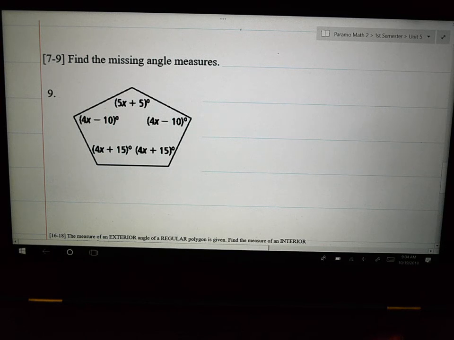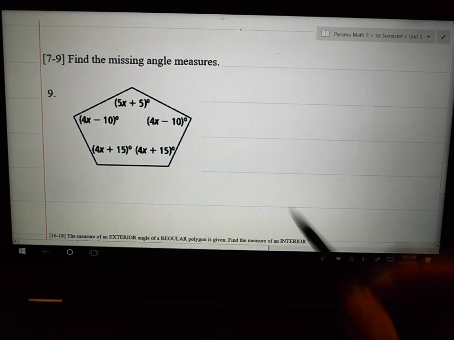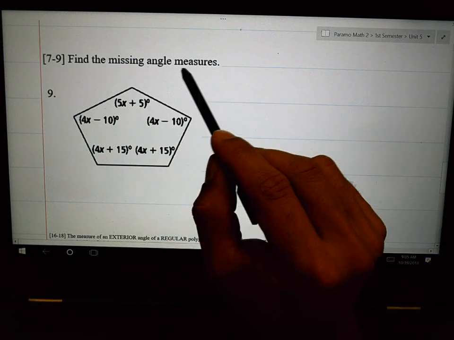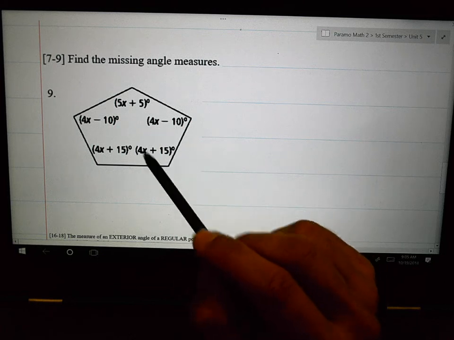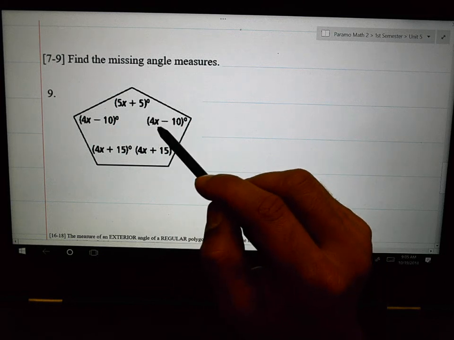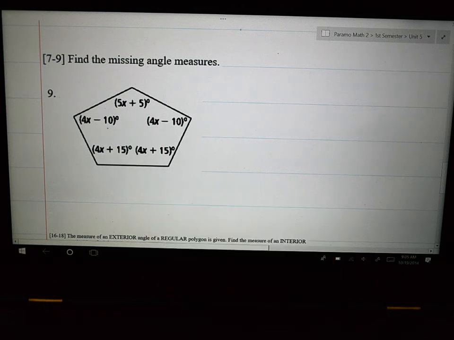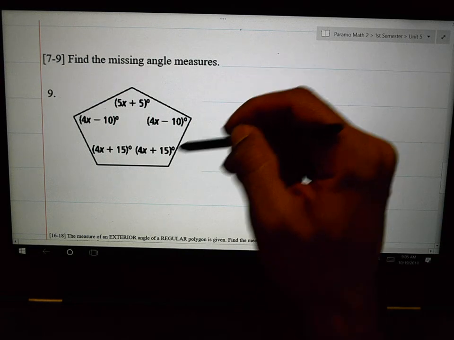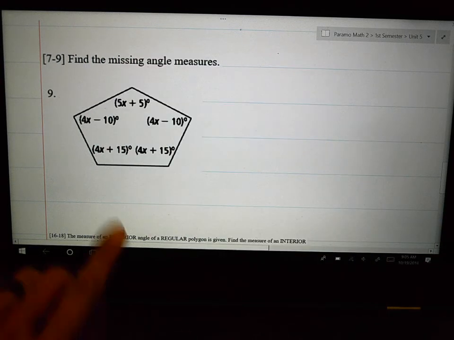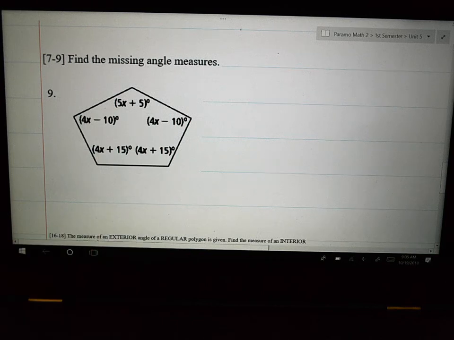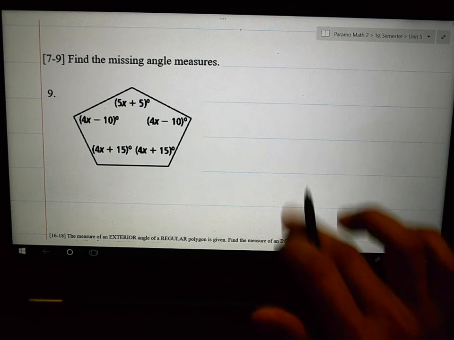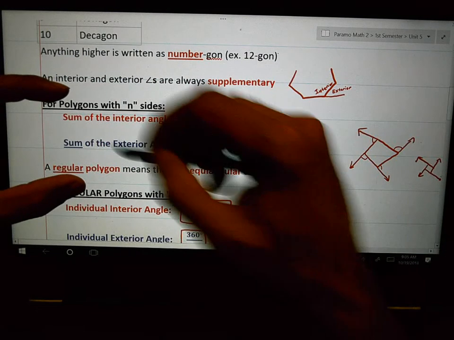Anyhow, number 9. Find the missing angle measures. Let's take this up a notch a little bit. This is where it gets a lot harder, as a matter of fact. They throw in 5x plus 5, 4x minus 10, 4x plus 15, 4x plus 15, 4x minus 10. And you got to go like, wait, how do I figure out what it is? Well, you use the sides. I have 1, 2, 3, 4, 5 different sides. Do you notice that the angles are not all the same? They're not all the same, so that means this is not regular. This means that I'm going to be using these formulas up here at the top.